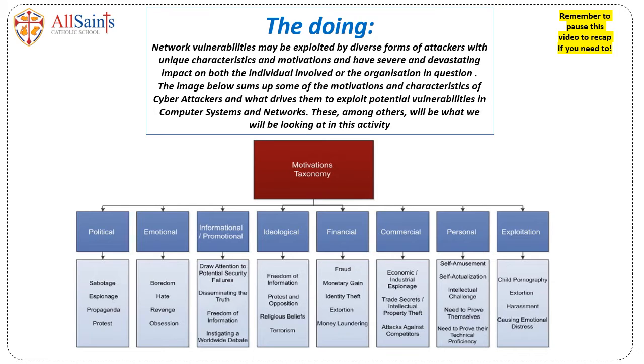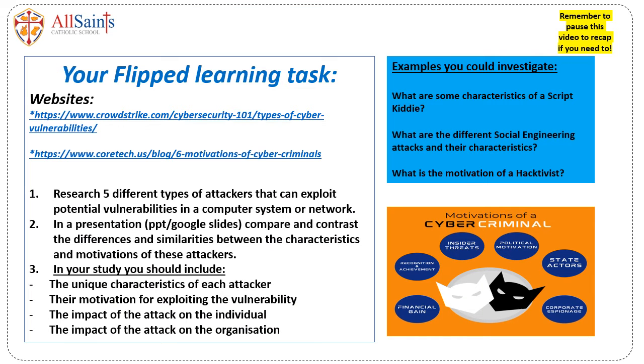Looking at the diagram, motivations, taxonomy, you will see various motivations listed there and the characteristics of those motivations or attackers. I would like you to use this to complete the flip activity on the next slide. Your flip learning task is to research 5 different types of attackers that can exploit potential vulnerabilities in a computer system or network. Using a PowerPoint presentation with a slide for each attacker, I want you to compare and contrast the differences and similarities between the characteristics and motivations of these attackers.